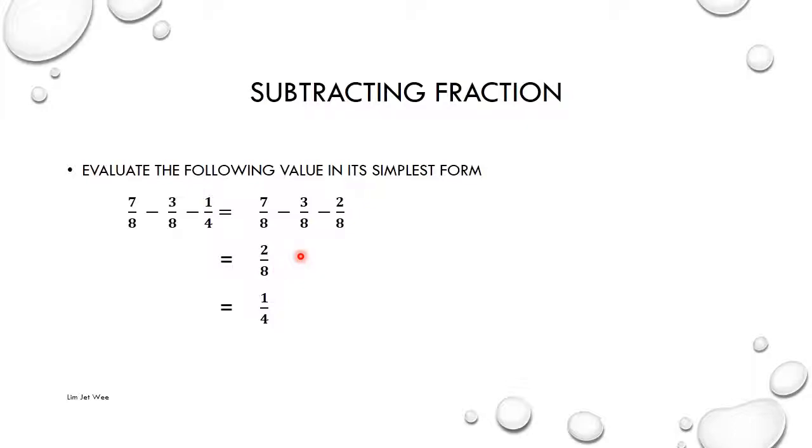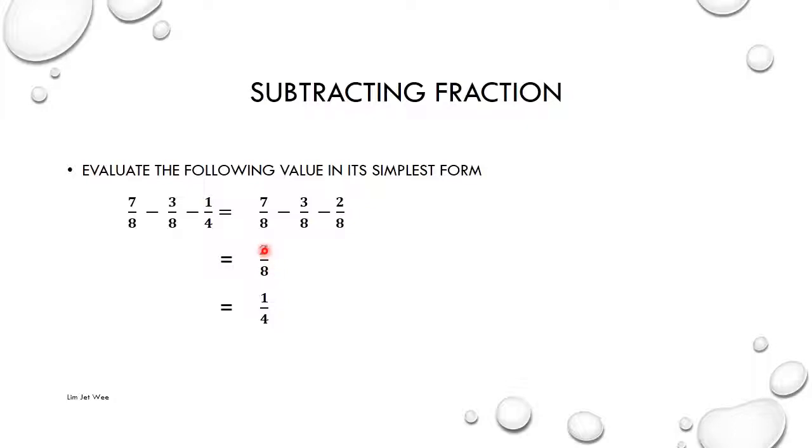But the question actually wants the answer in the simplest form. So can I make this smaller? Can I make this simpler? Well, the common factor for 2 and 8, right? What can I divide them by? I can actually divide them by 2, right? The number 2 and number 8 both can be divided by 2 very nicely.